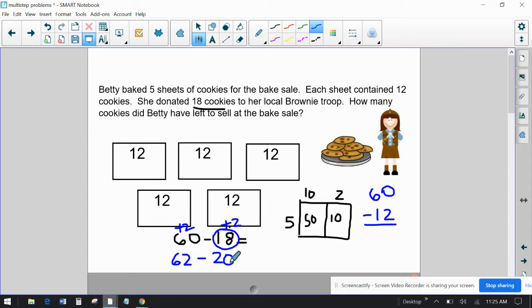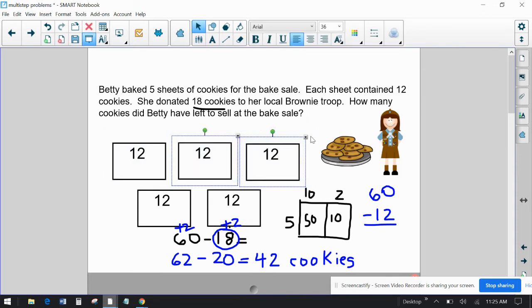So 62 minus 20, that's really easy. I can do that in my head. It ends up being 42. And the answer is 42 cookies. Now, that is how we solve the problem. What about writing the problem in equation form with parentheses?